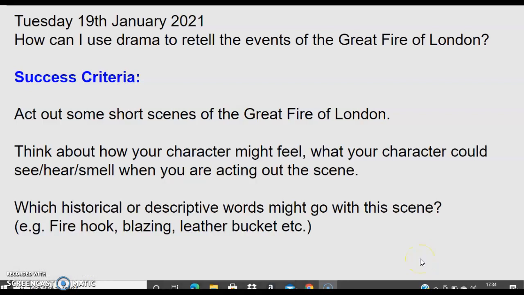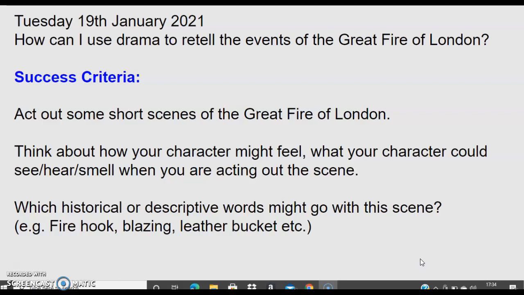Right, platypuses, today in English you're going to be doing some drama. Okay, so drama is when you act something out. And the learning question today is how can I use drama to retell the events of the Great Fire of London? Over the past week, you have been learning a lot about the Great Fire of London.